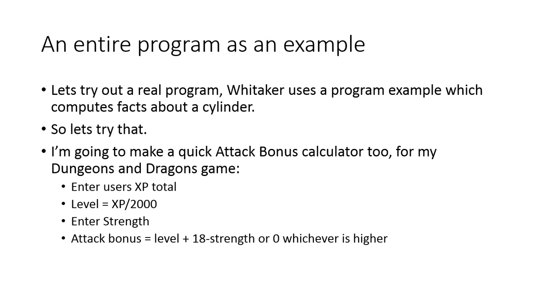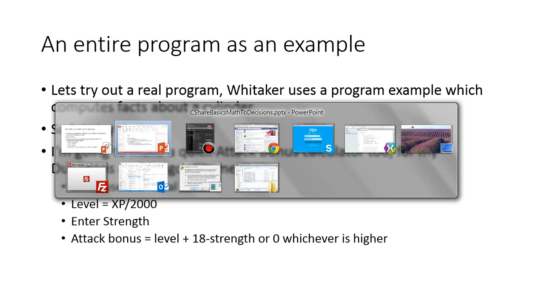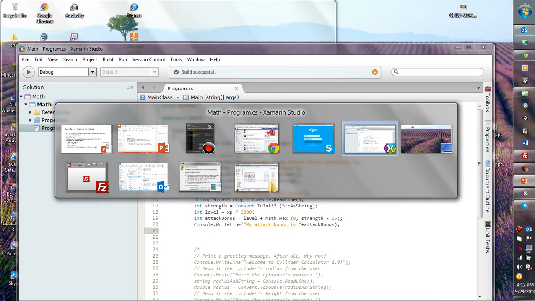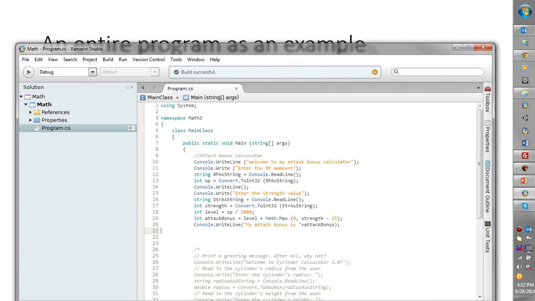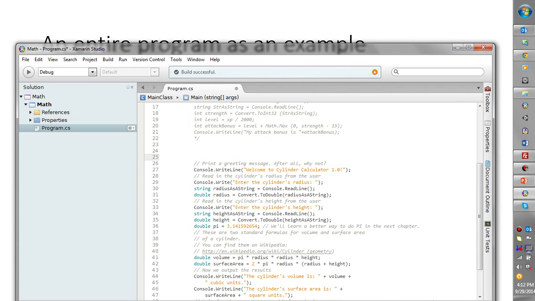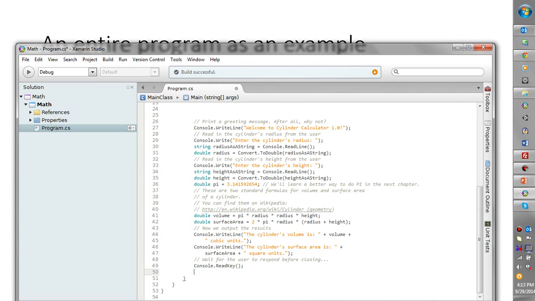So the real-world example Whitaker used was a program that computes some facts about a cylinder. I want to show you how to do that quick. You can take his exact code and plug it in. Here I can show you how that works. Here's his code. It basically says, welcome to Cylinder Calculator. Enter the cylinder's radius. Here, I'm just going to run this to show you how it works.